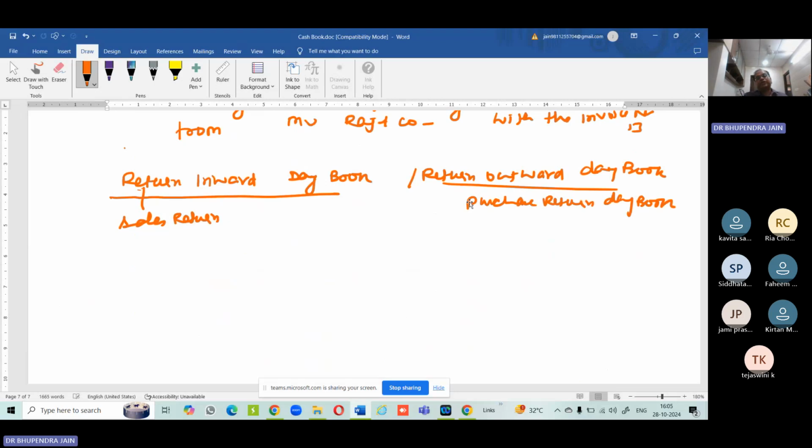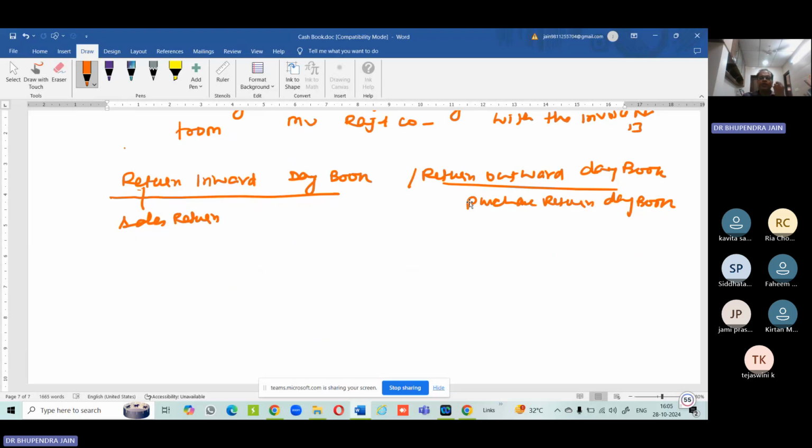Meaning, we will purchase return inward. Once you sell the goods, the entry is party account debit to sales. But if the party returns the goods in any condition, then we reverse the entry: sales return account debit to party.